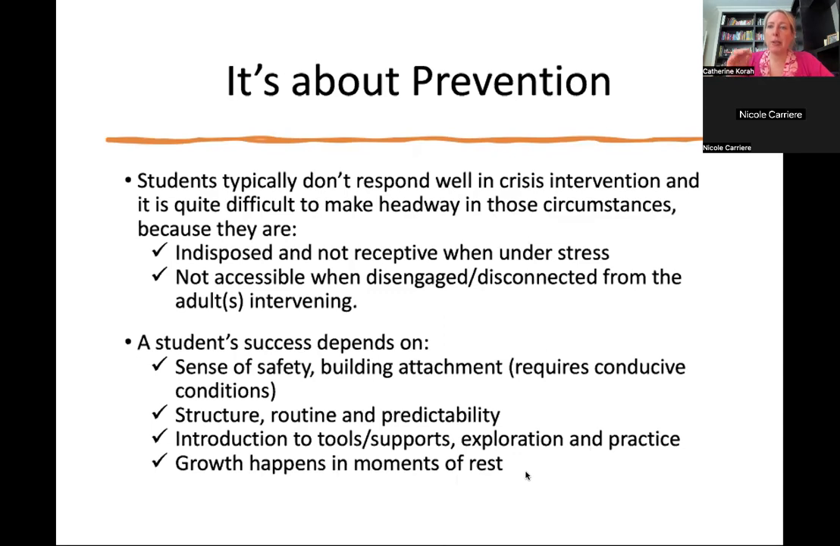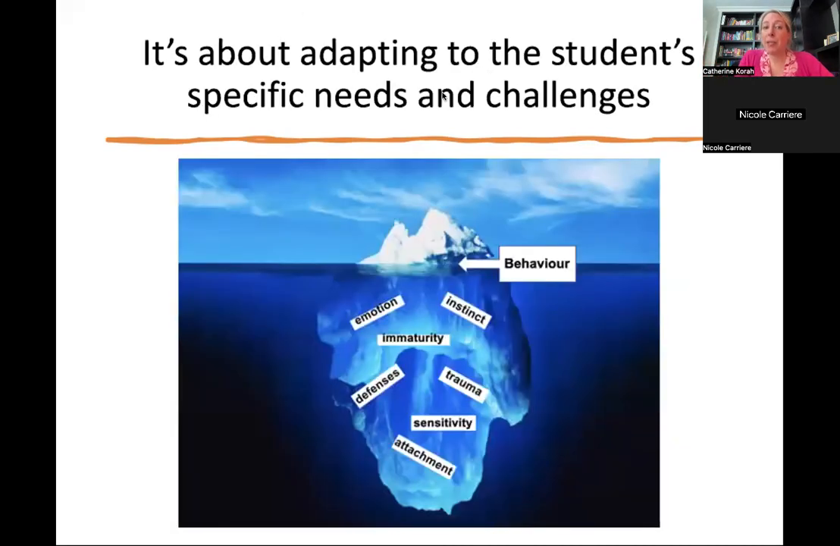So the more that we put in place prevention strategies, the more that we'll find pockets of time where the student can be at rest, the more they will grow, and the less there will be crisis situations to intervene in. And so it's about adapting to the student's specific needs and challenges and understanding for that student what's happening underneath the iceberg. What emotions are at play? Is there trauma in that student's life? Is the child neurodivergent? What about their defenses? What about their attachment? Are they immature? All of that needs to be taken into consideration when we're trying to apply a specific strategy to support that behavior.